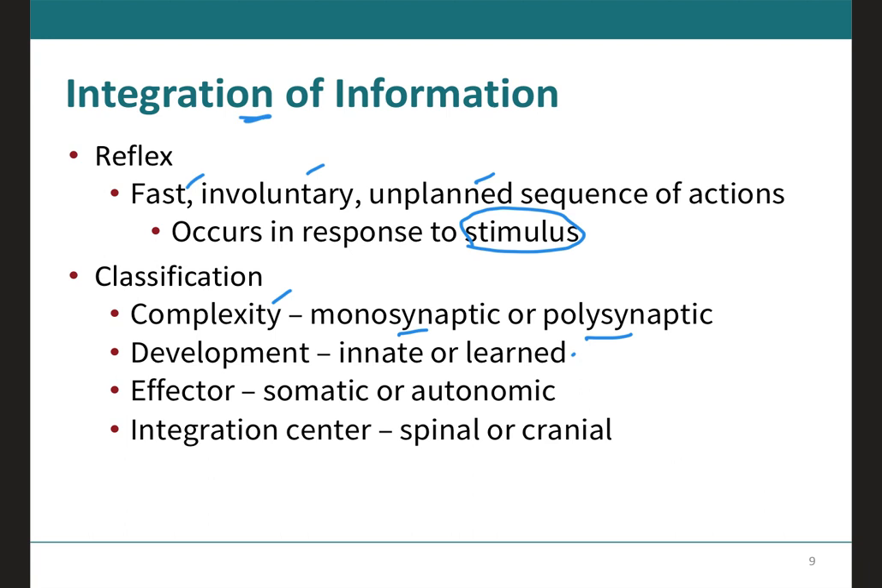Monosynaptic means that it's going to be a sensory neuron that will synapse directly on a motor neuron at the integration center. So there's no interneuron. And a polysynaptic is the opposite. So it will involve at least one interneuron between the sensory and the motor neuron.